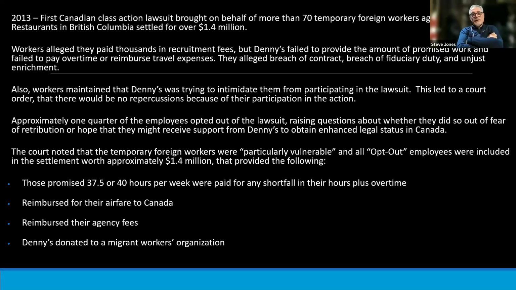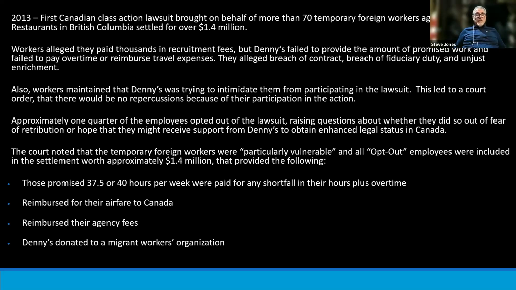Approximately a quarter of them opted out of the lawsuit, raising the question of whether they did so out of fear of retribution from Denny's. So this led to the court order. The court noted that the temporary workers were particularly vulnerable, and all opt-out employees were included in the settlement, and that those promised 35 and a half to 40 hours per week would be paid for any shortages. So some of the workers were promised full-time jobs and they only worked part-time.